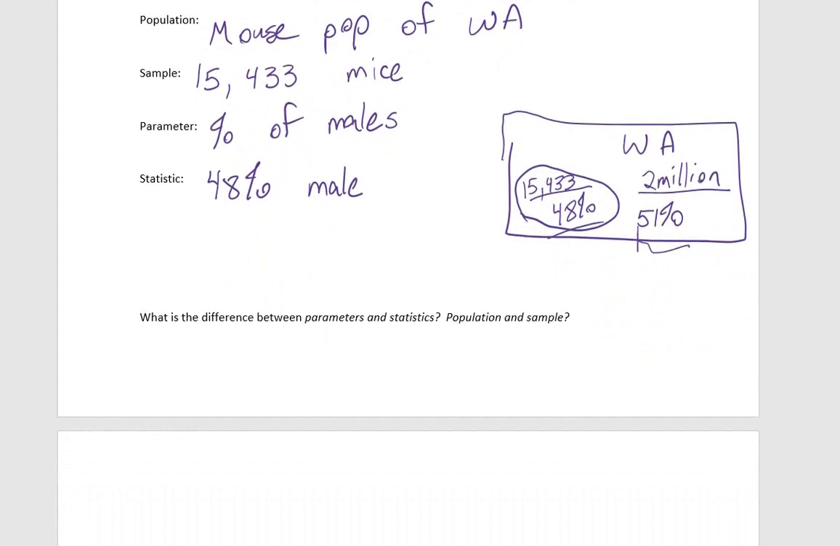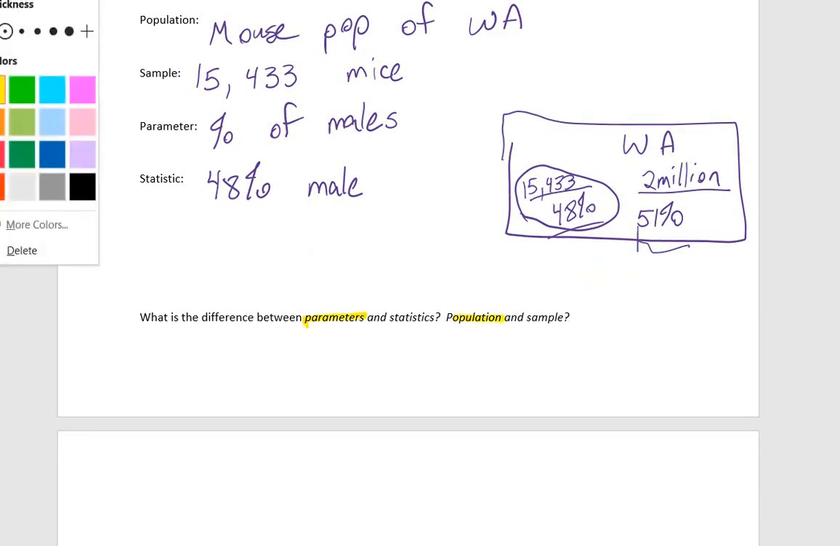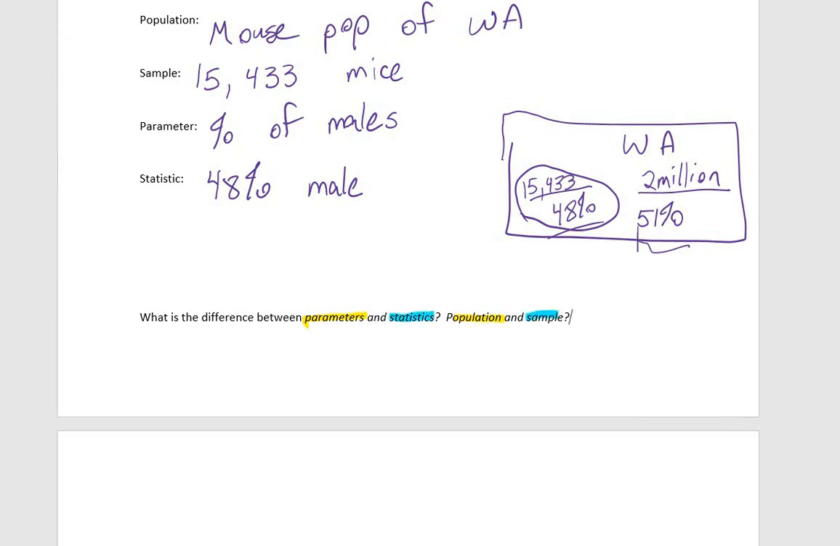Now, here's the big difference between a parameter and a statistic: a parameter belongs to the population, while a statistic belongs to the sample. Another big thing that you need to know is that parameters are typically unknown. These are things that we're trying to explore, while statistics and samples, we know those because we have observed them.